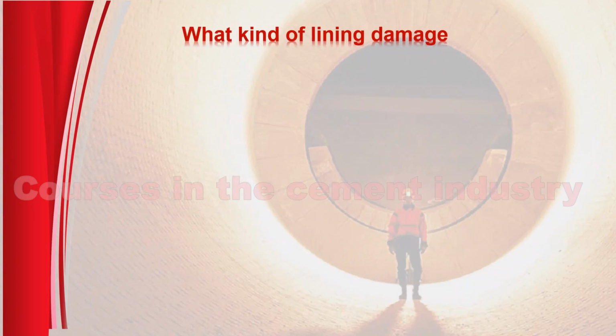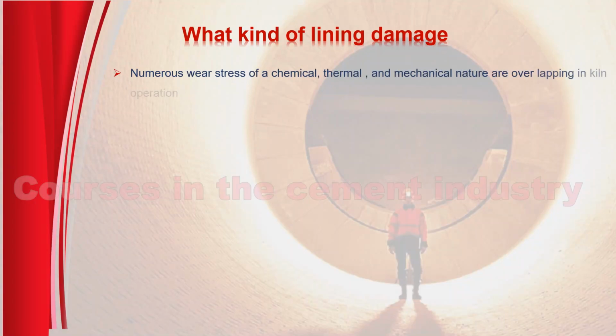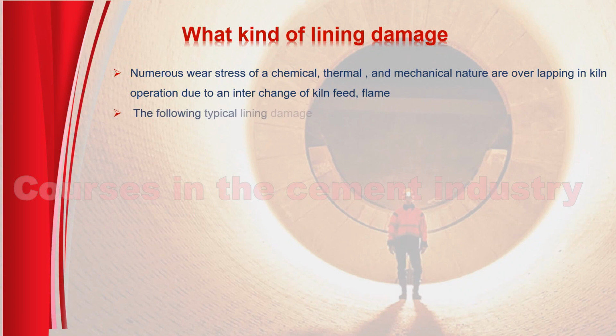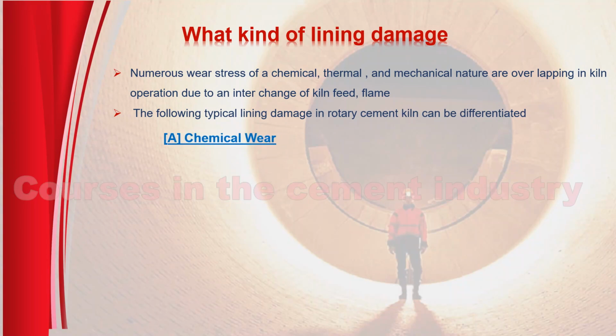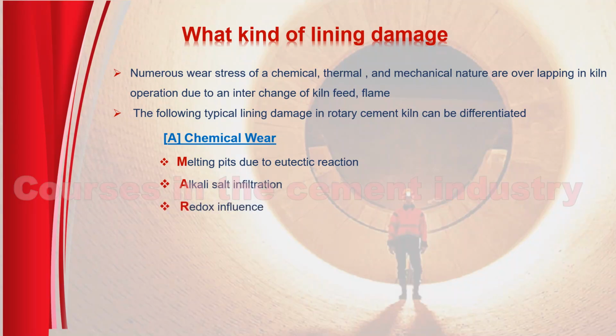What kind of lining damage? Numerous, where stresses of a chemical, thermal, and mechanical nature overlap in kiln operation, due to an interchange of kiln feed and flame. The following typical lining damage in the rotary kiln can be differentiated. A. Chemical wear: 1. Melting pits due to eutectic reaction. 2. Alkali salt infiltration. 3. Redox influence.